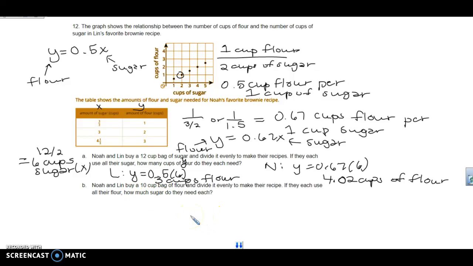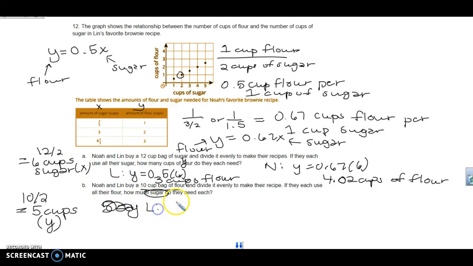On question B, this time it's telling us that we're using 10 cups of flour, which is our y, and we're wanting to find the sugar. So again, we have a 10 cup bag. They're going to split that. So we're looking at 5 cups apiece. This is our y value because that is the flour, which is the y. So when we plug this in our equation, we're plugging in for the y. So we're going to have 5 equals y.